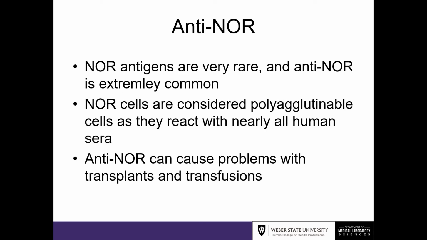Anti-Nor is an extremely common antibody found in most people's sera. The Nor antigens to which they bind are very rare and have only been identified in a few families worldwide. These Nor antigens are part of the P1Pk system. Nor cells are considered polyagglutinable as they react with most human sera. Anti-Nor can cause problems with transplants and transfusions in these Nor-positive families. This can include anything from an organ transplant to a skin graft to a regular blood transfusion.